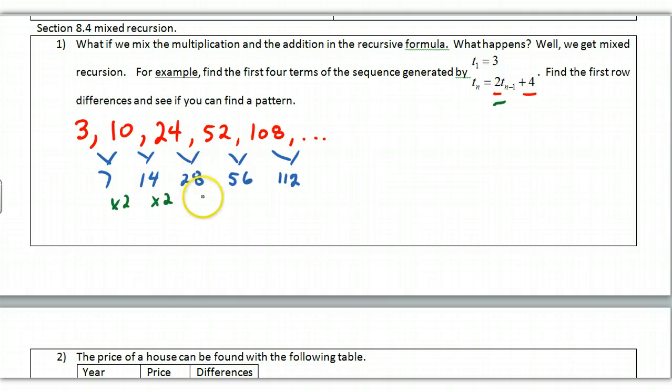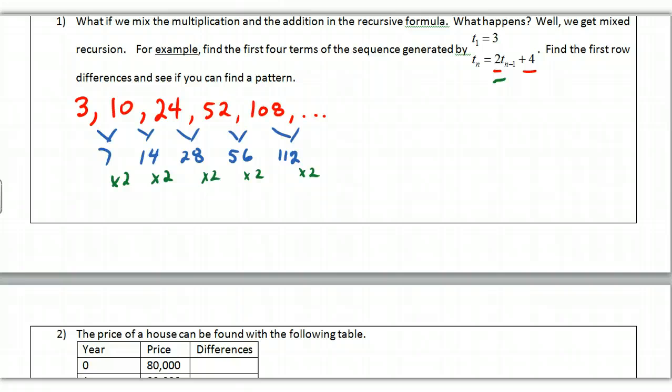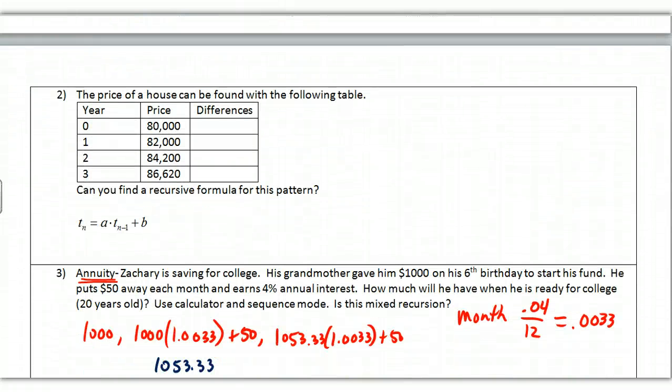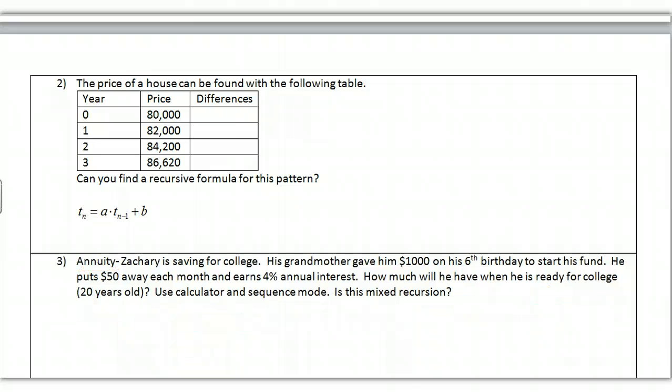But this is called mixed recursion. Mixed because I have both multiplication and addition at the same time. And this is the pattern that you'll see. You'll get differences, and then once you look at the difference, you're going to be multiplying by some factor to get from one term to the next. Okay? So let's look at another example and see what happens here.